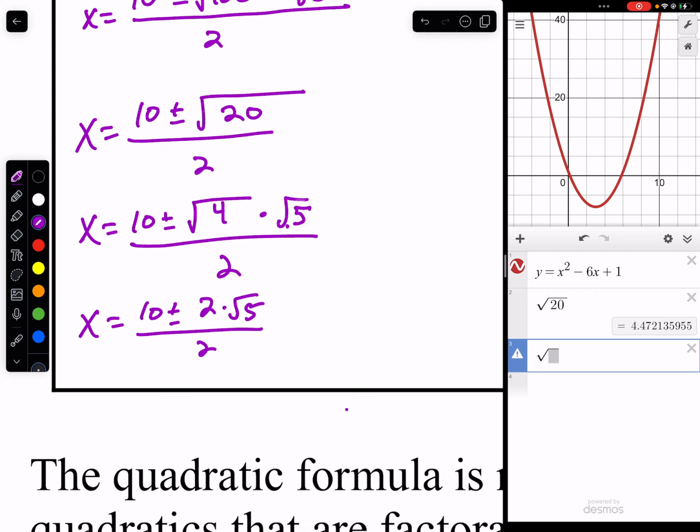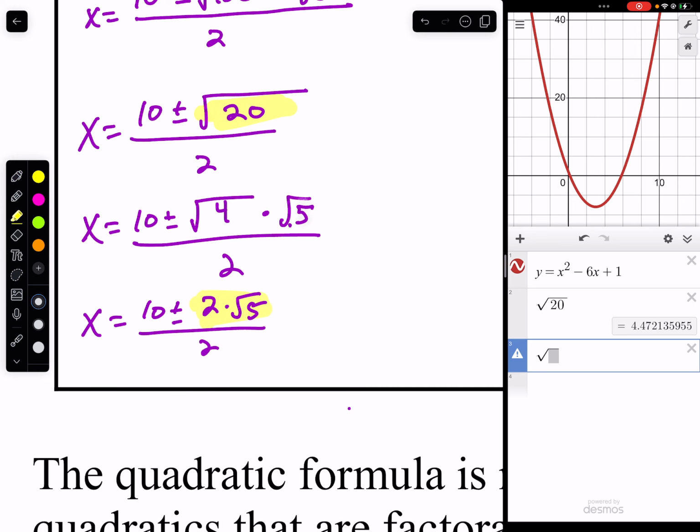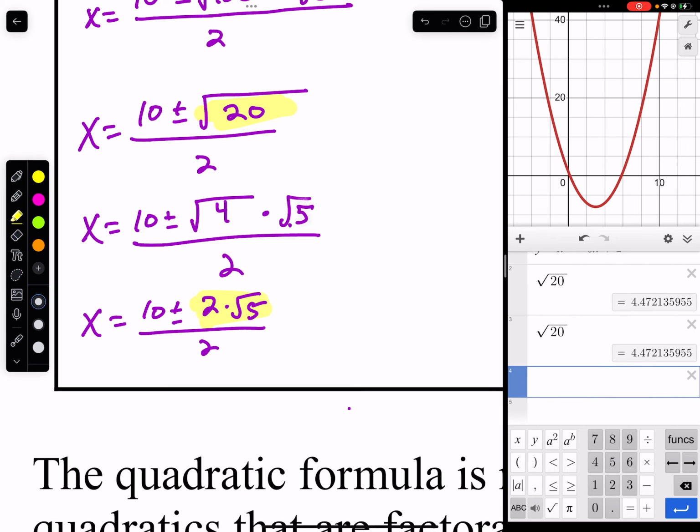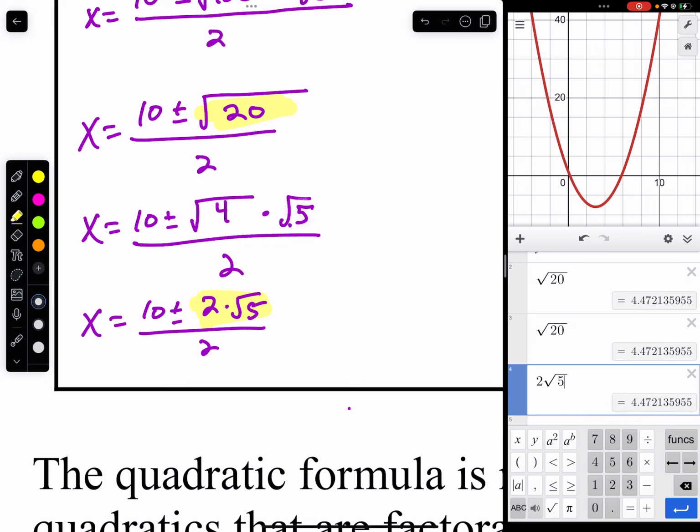I want to show you that this number, square root of 20, is the same as 2 times square root of 5. Look over here at the calculator. Square root of 20 is that decimal, and 2 times the square root of 5 is that same decimal. Those two numbers are equivalent, so we're just simplifying it, breaking it down to the smallest possible square root. So again, I couldn't square root 20, so I looked for two numbers that multiply to 20 where I could square root at least one of them, and I found it. And that's how you simplify a square root.